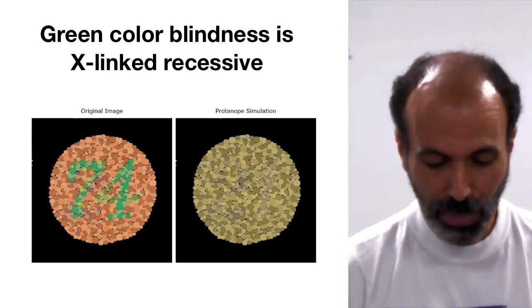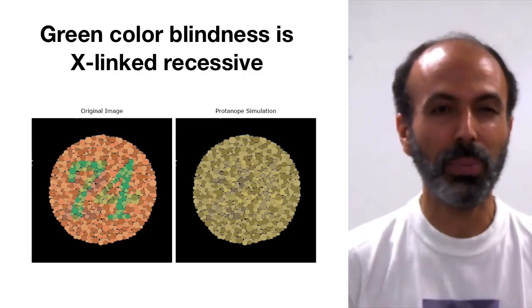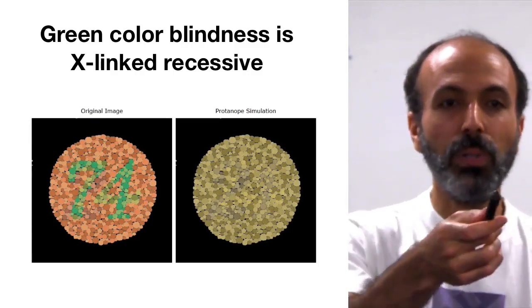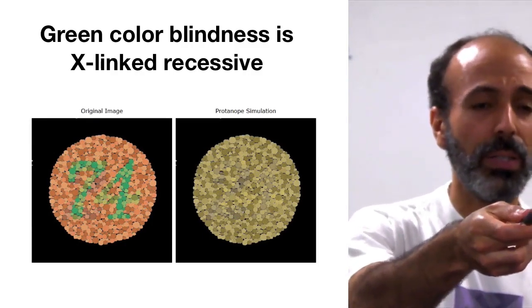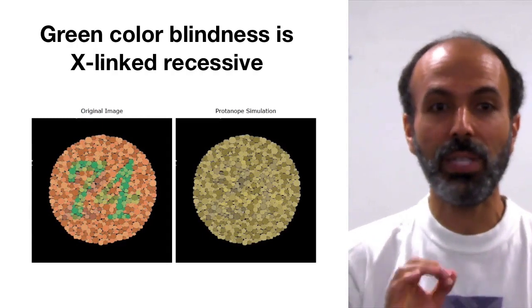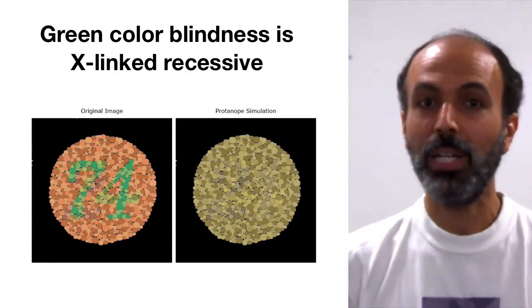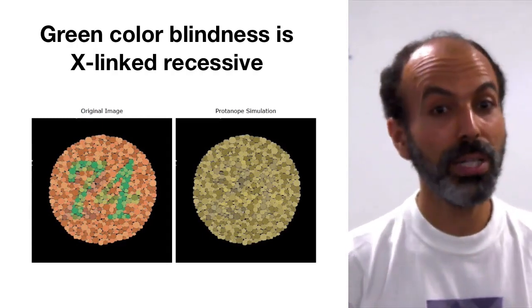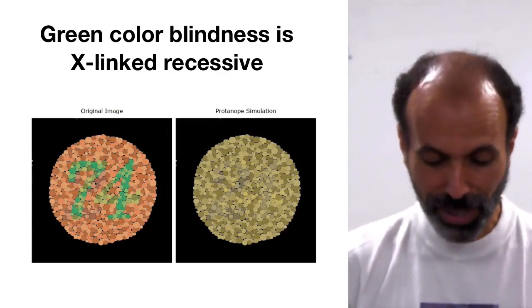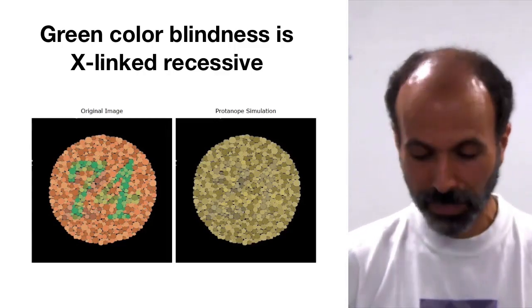This picture on the screen depicts what somebody with green color blindness may actually see when you're looking at the picture. So in the picture on the left, it has the number 74 very clearly visible. In the picture on the right, if you're green colorblind, you actually won't see the 74. In fact, you may see a different number in there.